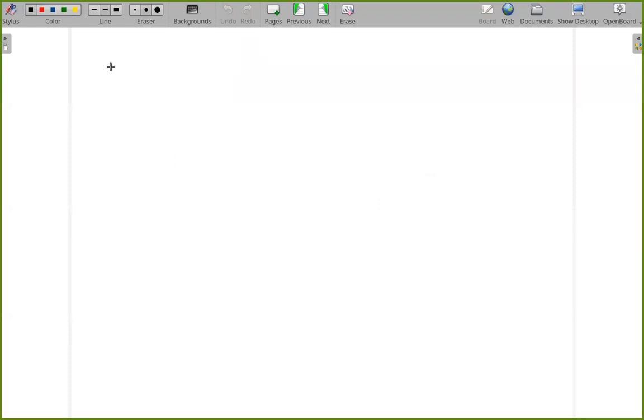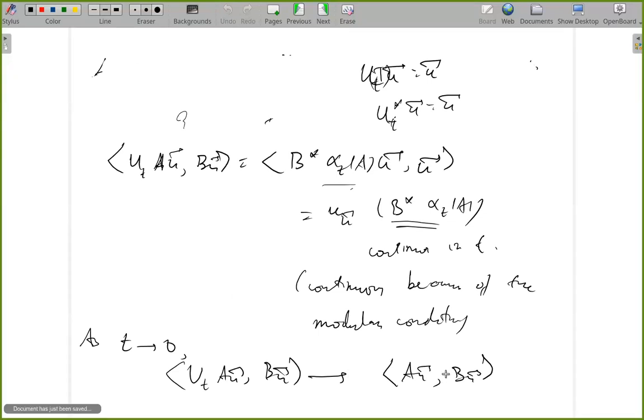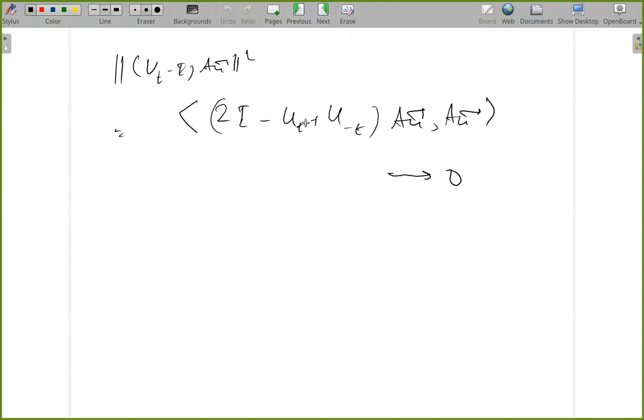So then I just need to note that the norm squared of (U_T minus identity) A U, just expand things out. This is 2I minus, so I'm just looking at the adjoint and multiplying things out. So this A U tends to 0 because individually we saw that U_T A U will go to A U, and U minus T A U will also go to A U, and then you have a 2I minus, minus this. So overall, this will go to 0.